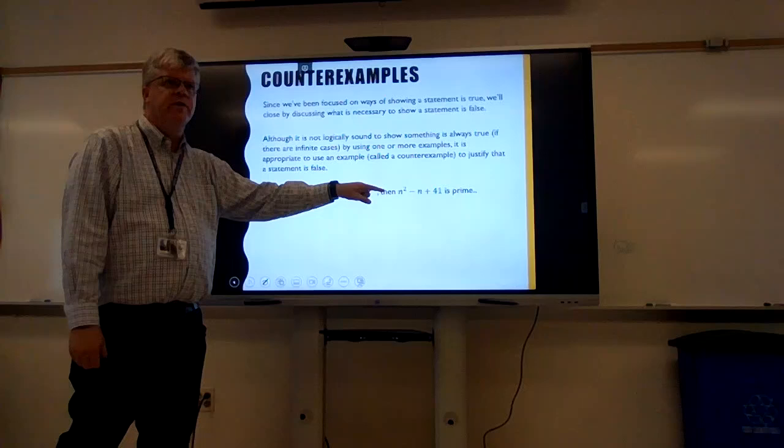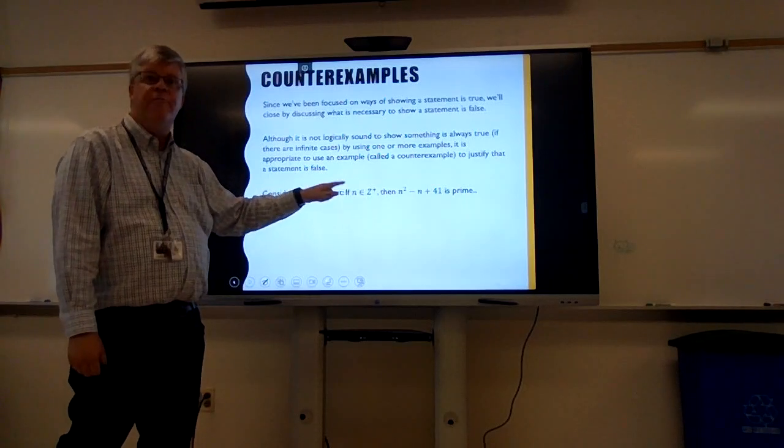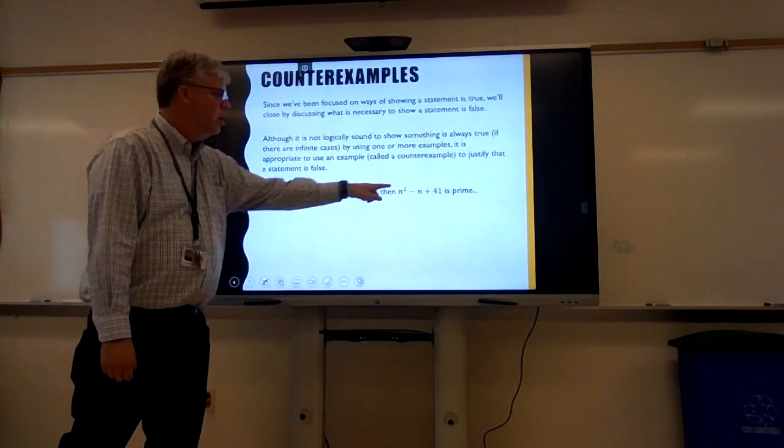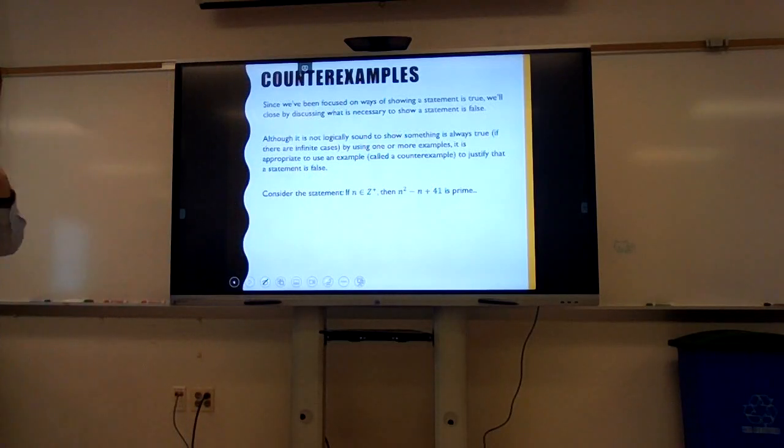We talked about how, when showing an if-then statement is false, you need a case where the if part is true but the then part is false. So we need a positive integer where this doesn't come out prime. If n is a positive integer, what's the smallest value of n we could have? 1. If you plug 1 in there, what number do you get back out? 41, and that is prime. If you plug in 2, it's 4 minus 2 plus 41, so we're adding 2 to 41, and we get back 43, that's prime. You could also do 41.